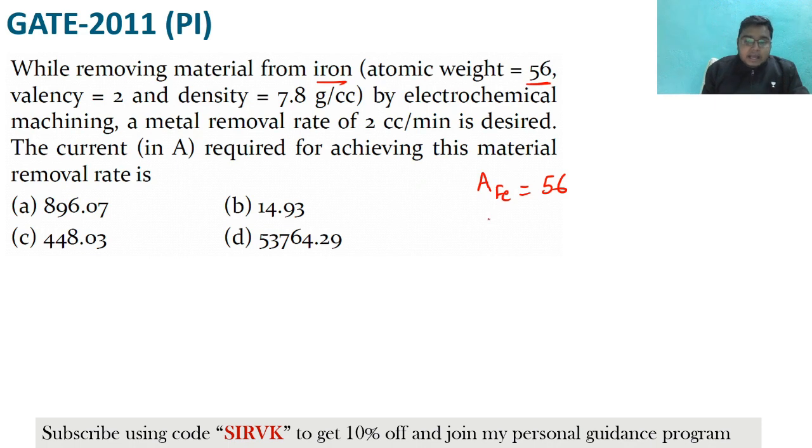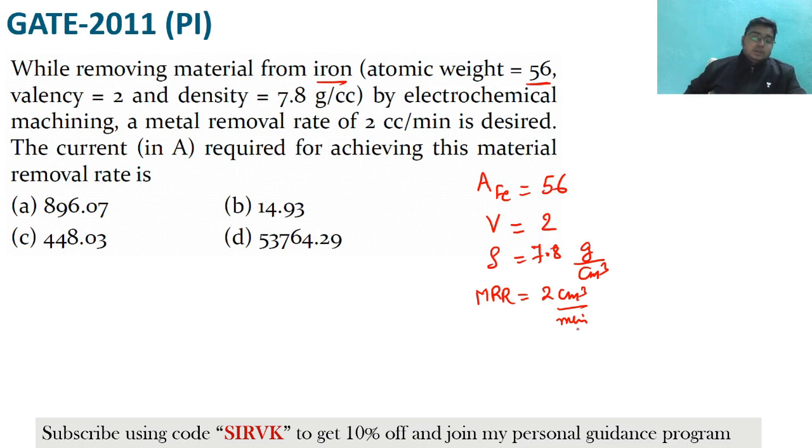Now valency is given as 2. Density of that material is given as 7.8 gram per centimeter cube. Clear? By electrochemical machining process, find a material removal of 2 centimeter cube per minute. So there is a material removal rate which is given as 2 centimeter cube per minute is desired. So basically these are the things that have been given to you. Now they are asking that you require a MRR of 2 cc per minute, that is 2 centimeter cube per minute is desired.